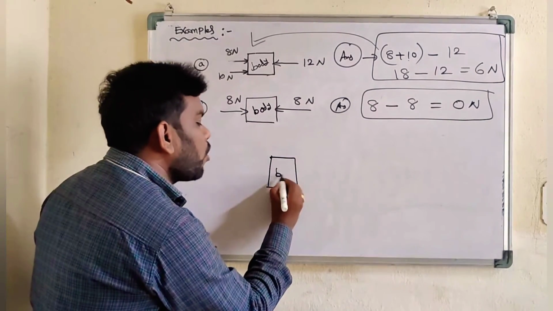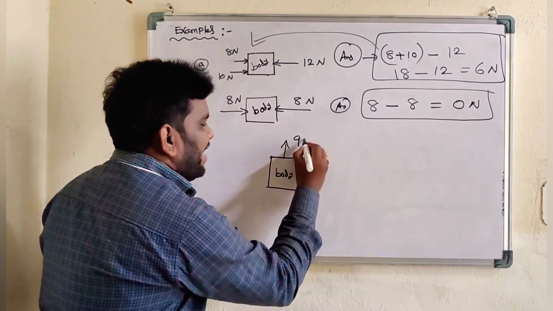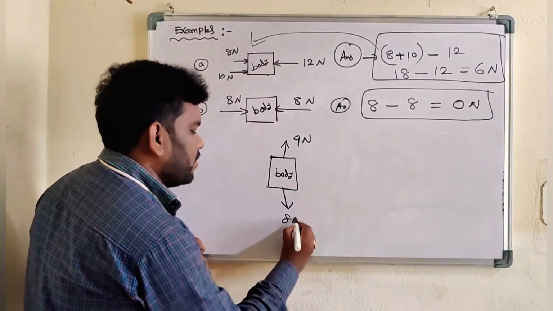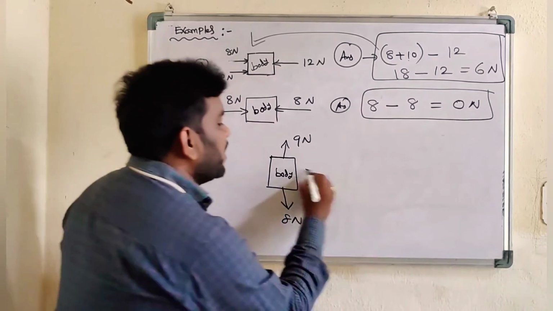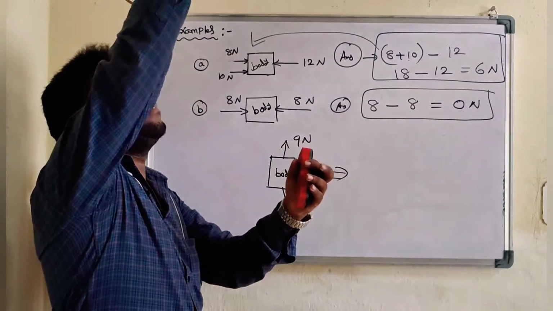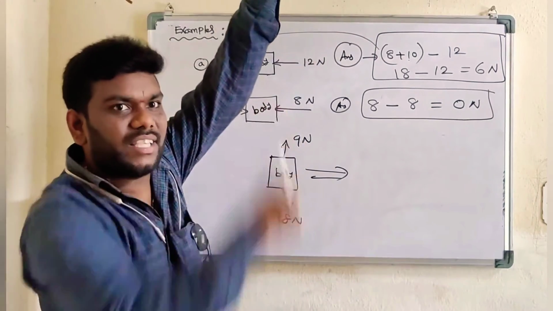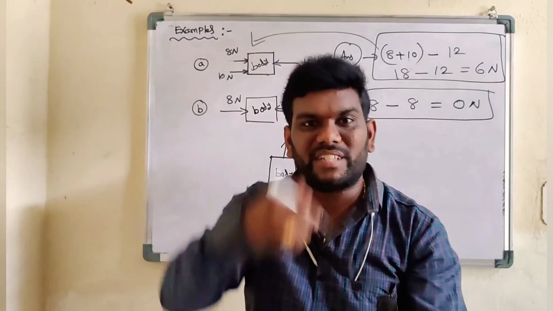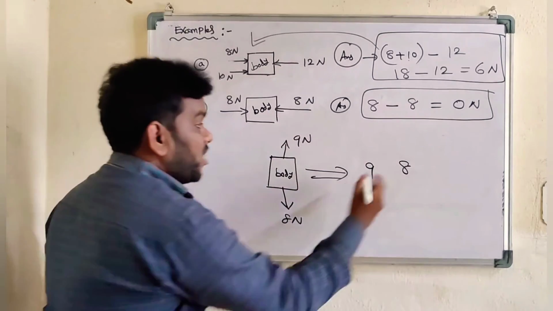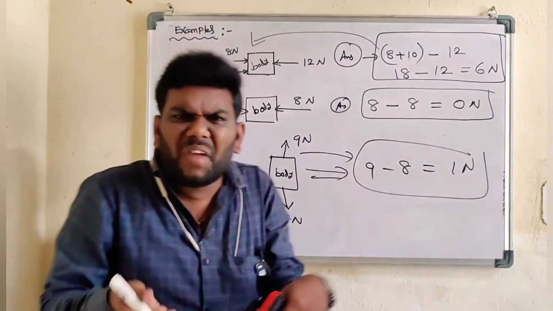This is one body. So this is upward. I will take something, 9 N. So this is downward. This is 8 N. For example. So what is the net force? Tell me the answer, students. Yeah. This is upward, plus. This is downward, minus. So the two forces are in opposite direction. That's why 9 minus 8 is 1 N. So the answer is 1 N. It is very simple.